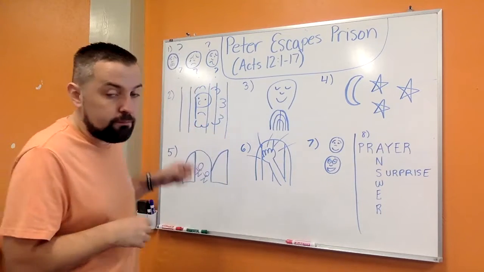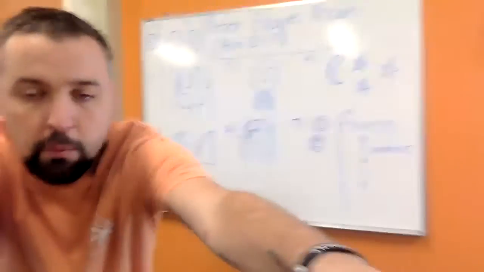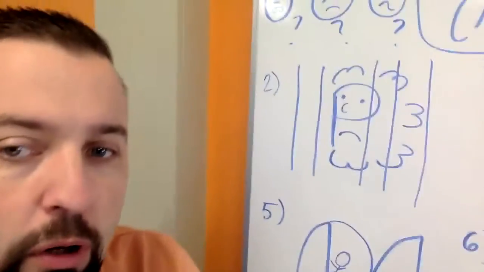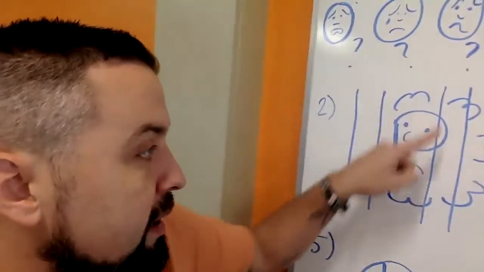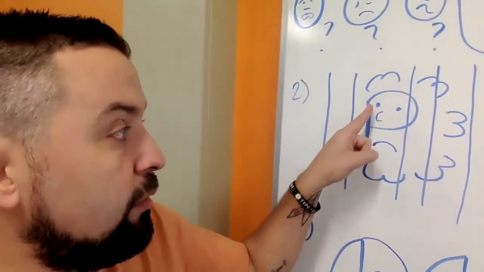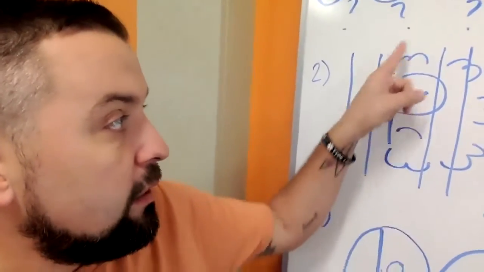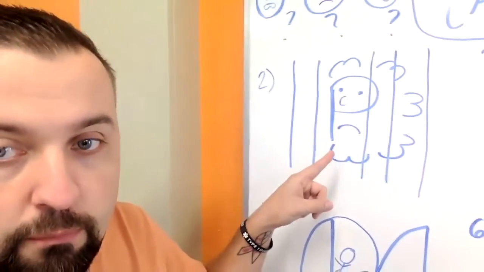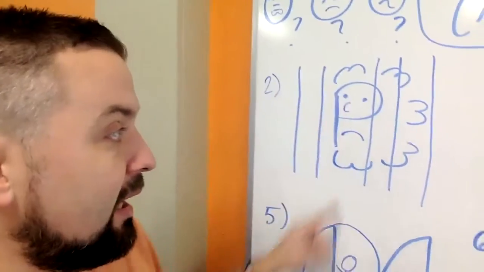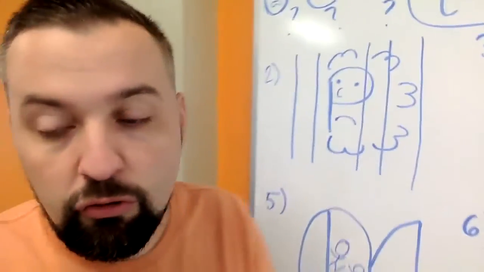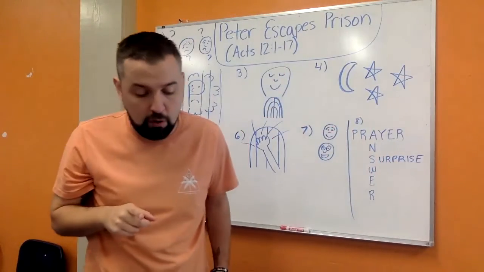Our next picture is Peter. So I'm going to bring you back over here. And so what you do here is you draw the letter P for Peter, and then you give him some eyes, a nose, and a mouth. You use the number 3 to give him hair, okay? And then you're drawing lines all around to show that he is in jail. Okay, I bet you guys know where this is going.